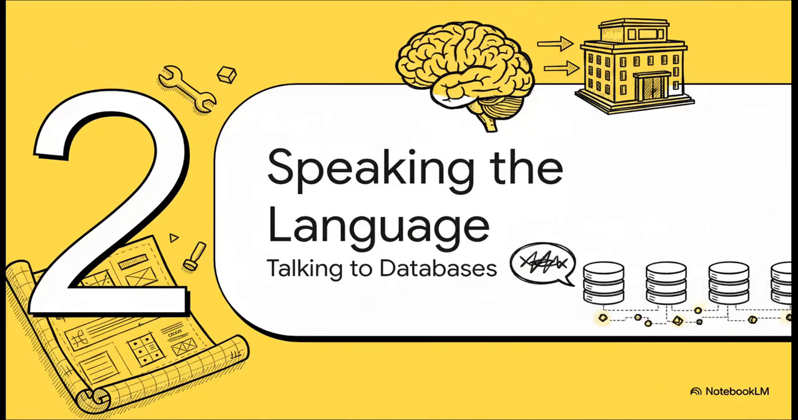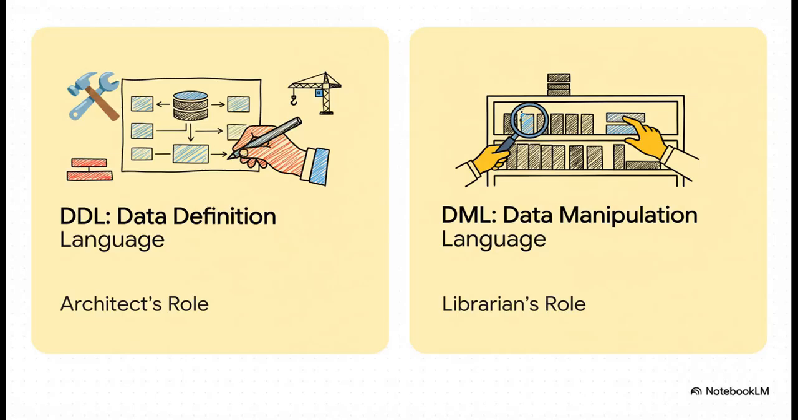Section 2, speaking the language. Okay, so our blueprint is done, the library shelves are built. Now what? How do we actually start putting books on them, or find the one we're looking for? In other words, how do we actually talk to the database? Well, it turns out we use two different languages.